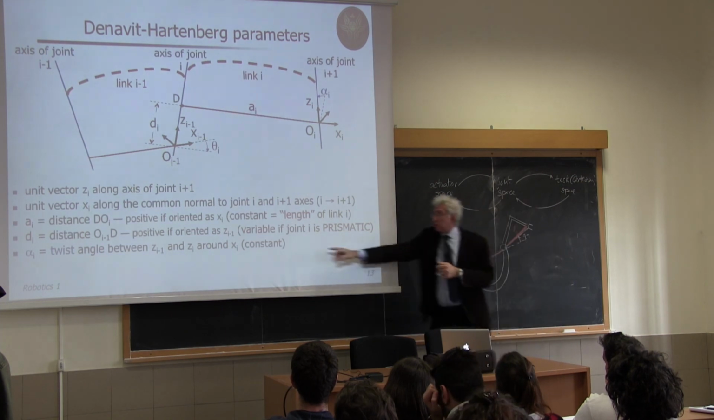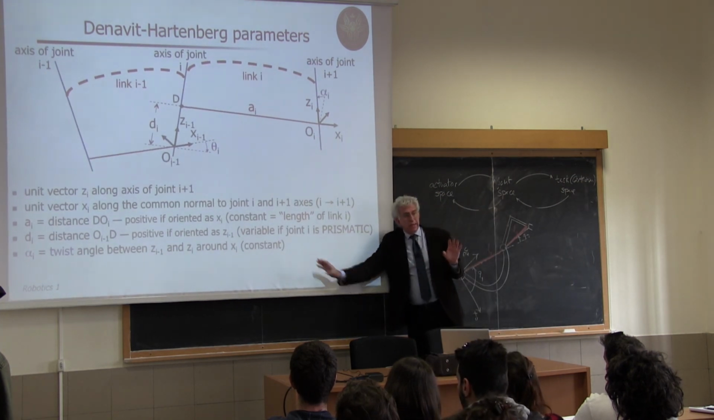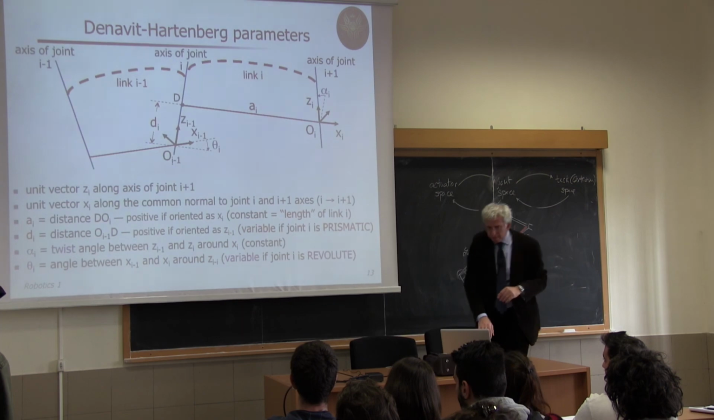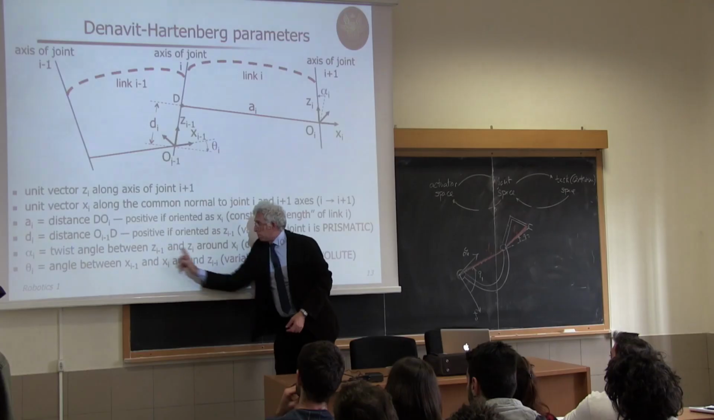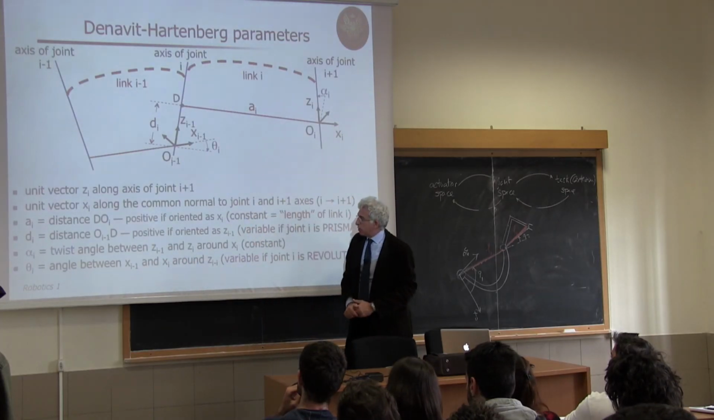But this is again a constant. This will remain always like this. And finally, I have the angle between the x-axis. Remember, this is the twist between the joint axis, so between the z-axis, i minus 1 and i.